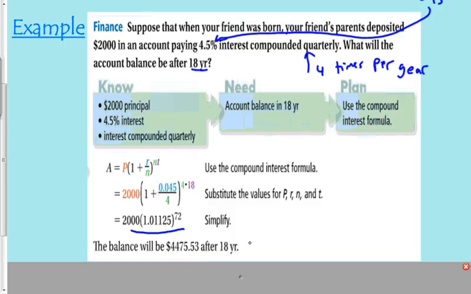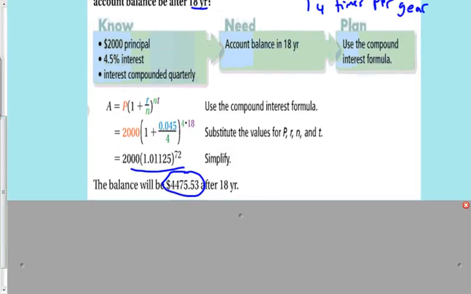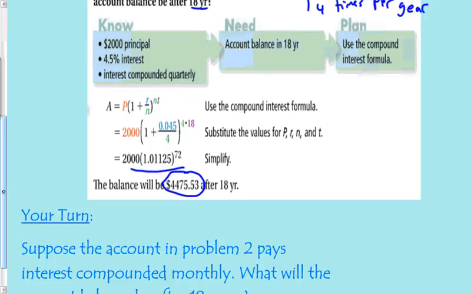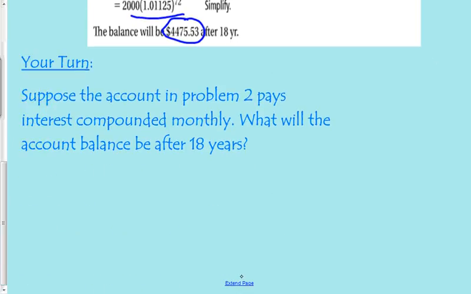You'll end up with $4,475.43 after 18 years. So without doing anything, just putting this money into this account, it would have more than doubled by the time she is 18 years old. All right, so what I'd like you to do is try that one on your own then. It says, suppose the account in problem 2 pays interest monthly.